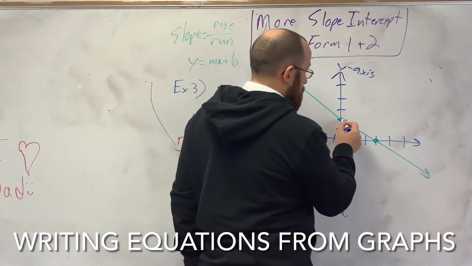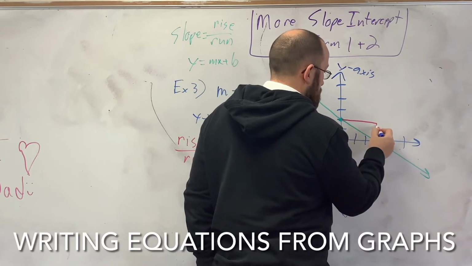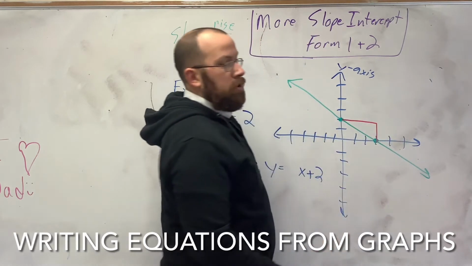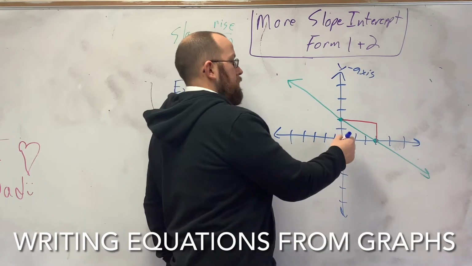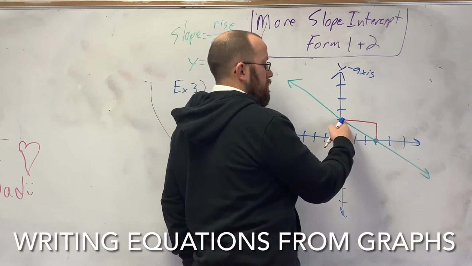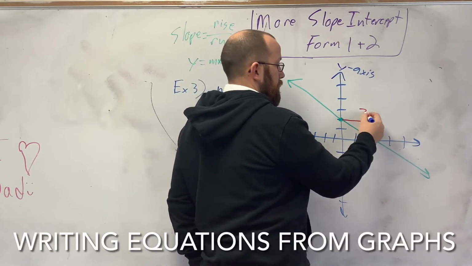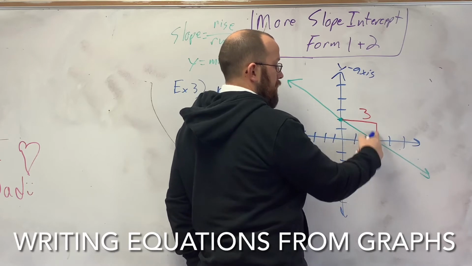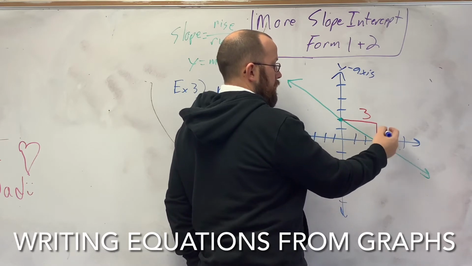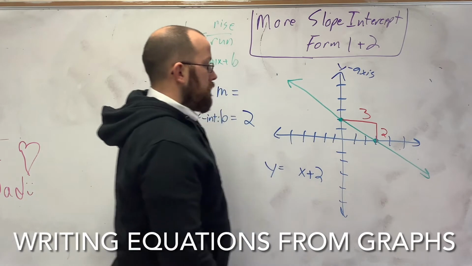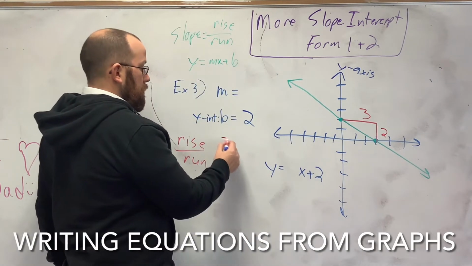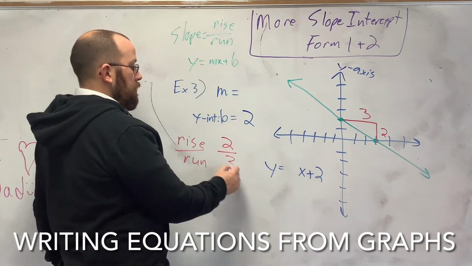I can even draw one if I want before I even count it. Look at that. I made a right triangle. So now I count how many this took up. 1, 2, 3. How many from here to there, to that corner? 2. So I rose up 2 and I ran 3.